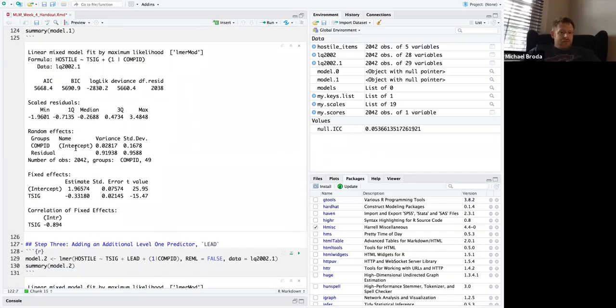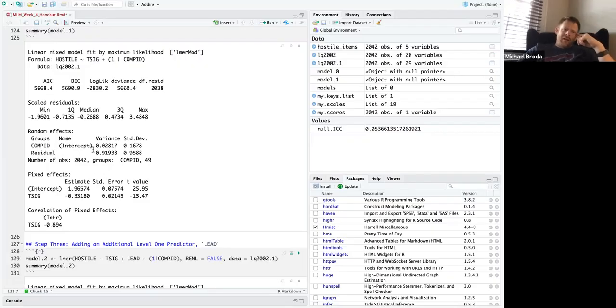Here are my random components. Here's company ID, and that is the random intercept at the company level, and here's the random term at the individual level. You'll notice that as you add predictors, these random components will go down slightly. That means you're explaining previously unexplained variation, because that's what these random effects represent. These random effects represent variation that is unexplained by the predictors in your model.